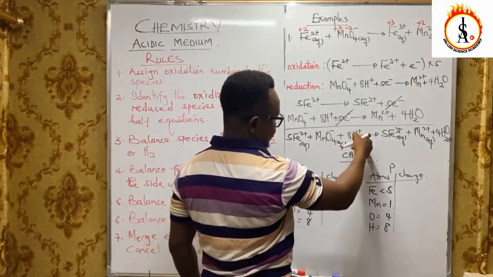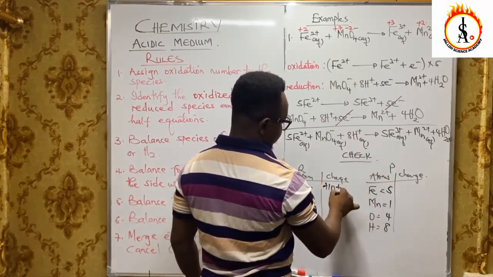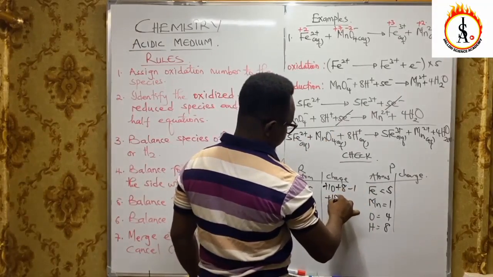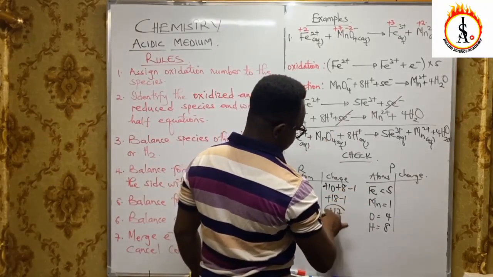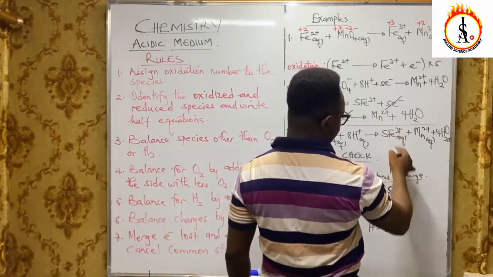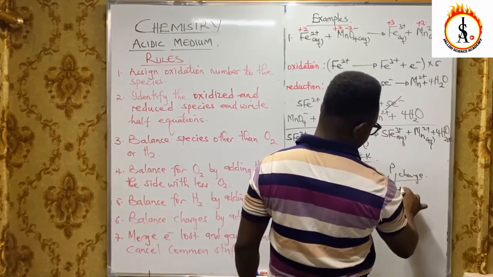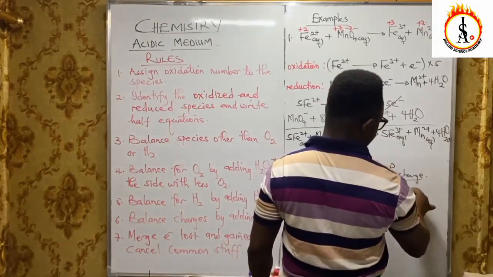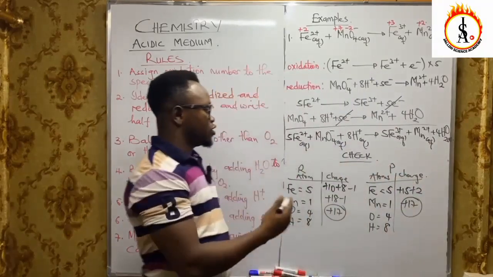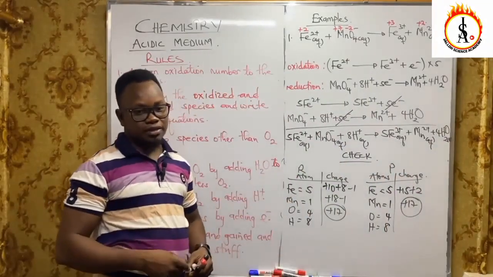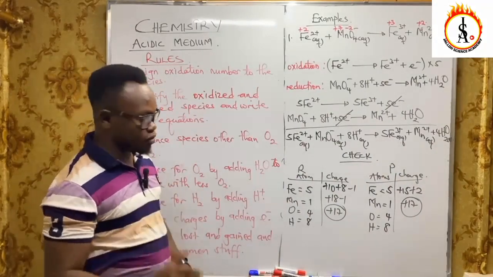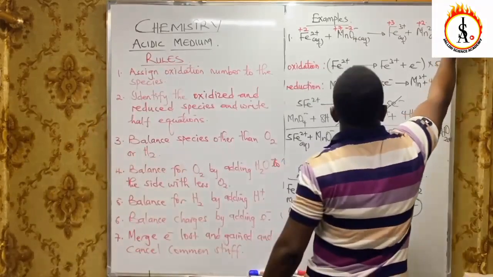And here we have plus 1 by 8 gives us plus 8 and negative 1. So this is plus 18 minus 1. That is plus 17. And we come over on the side here, we have plus 3, the number here is 5. So 3 by 5 is 15. And then here we have plus 2. So this gives us a total of positive 17. So atoms are balanced, charges are balanced. So that tells us that this equation is a balanced equation. Let's look at another example.